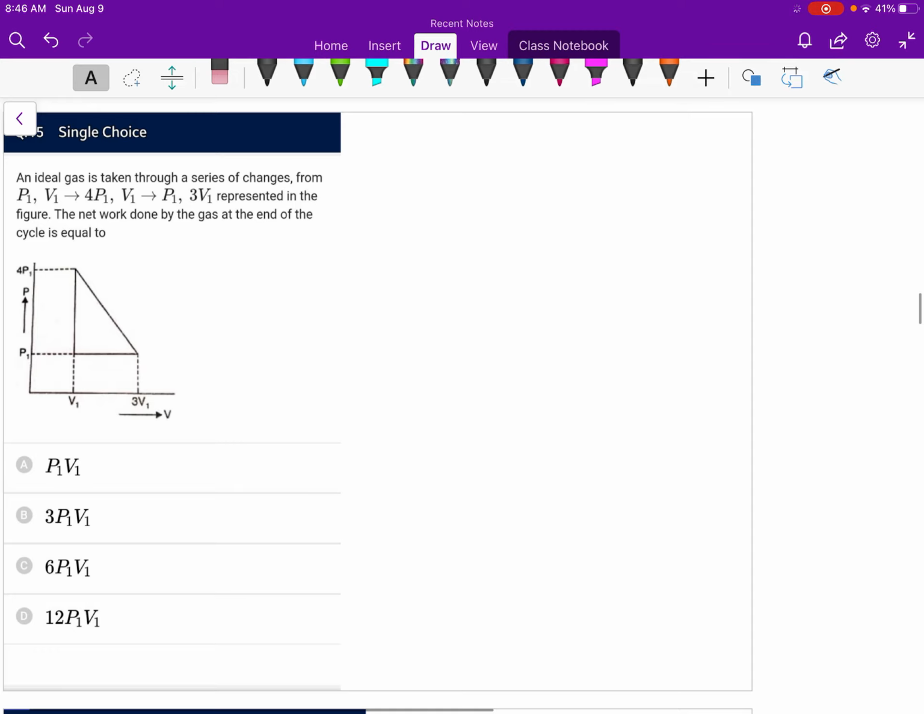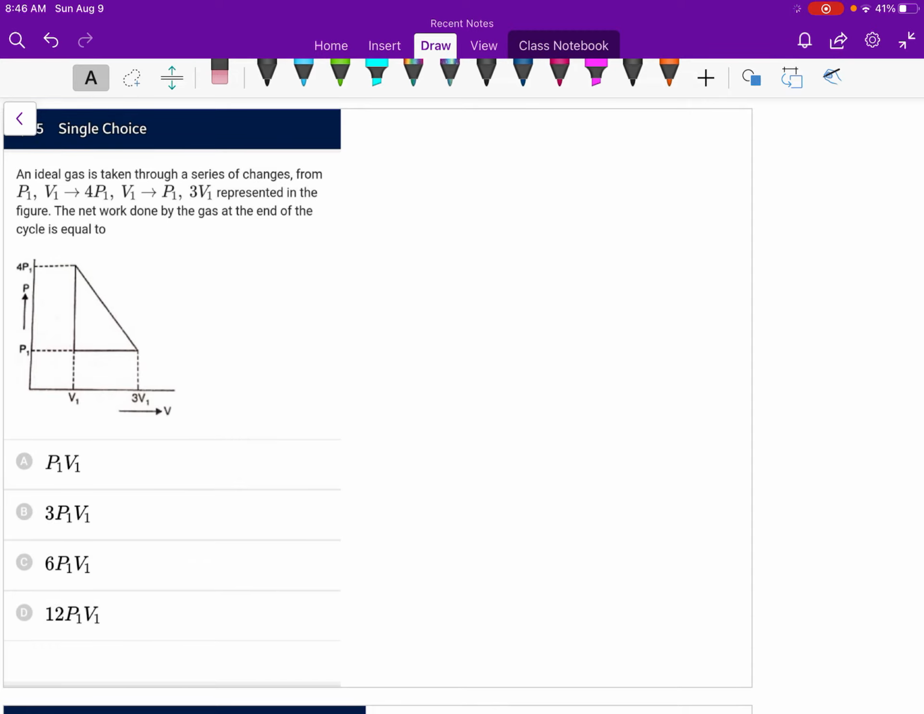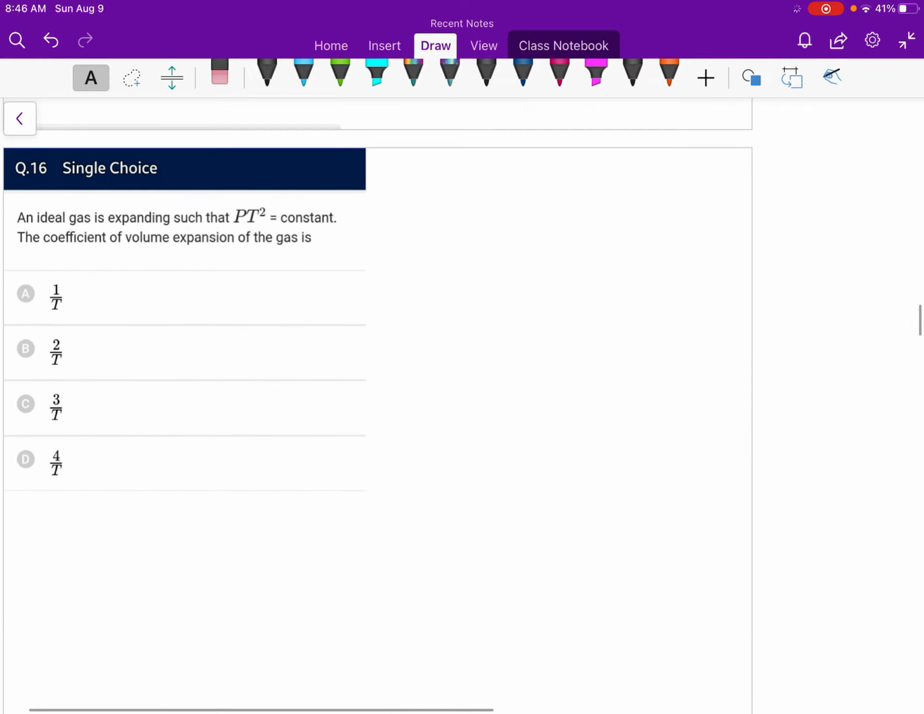P1 V1 to P2, 4 P1 V1 and then P1 3 V1. The net work done by the gas at the end of the cycle. So net work done W is the area of this triangle. So height is 3 P1, base is 2 V1, divided by 2, that is 3 P1 V1. So B is the correct option.